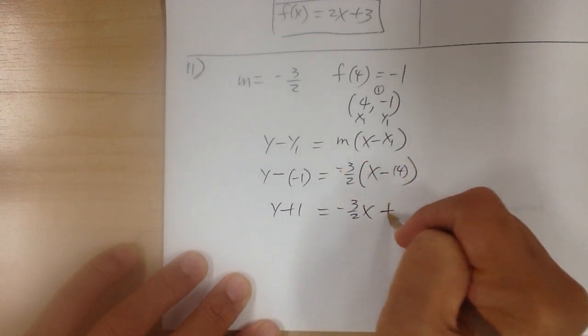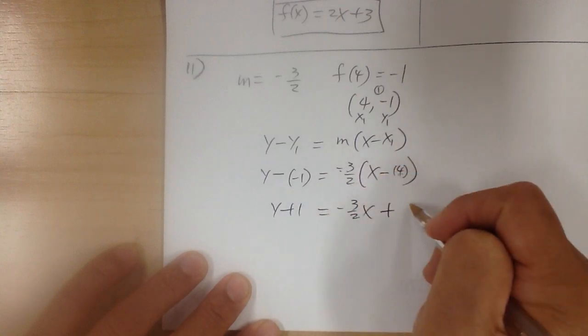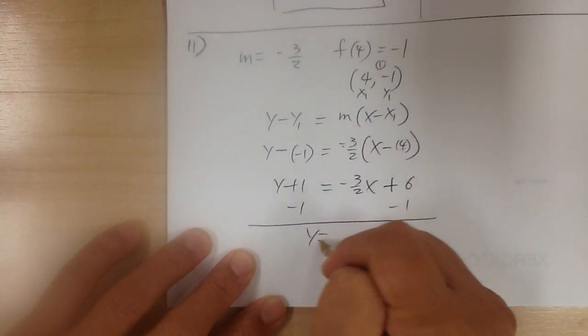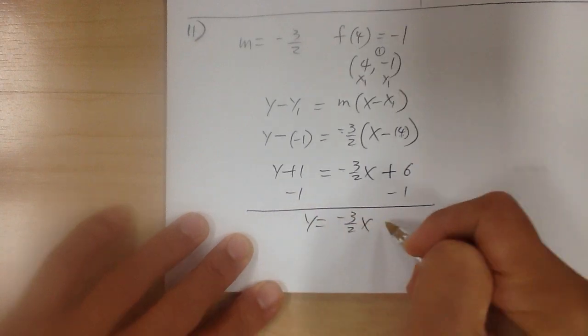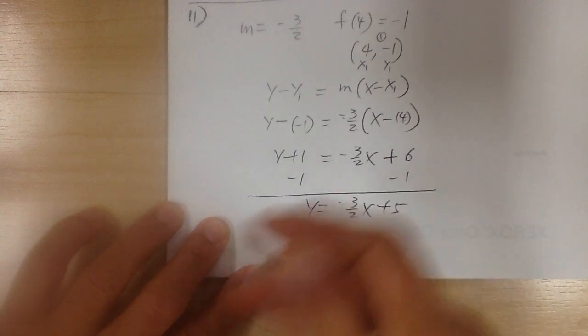Negative times negative is positive. This times that will give you 12 over 2, which is 6. Then you minus 1 on both sides. So y equal to negative 3 over 2x plus 5. And switch over to function notation.